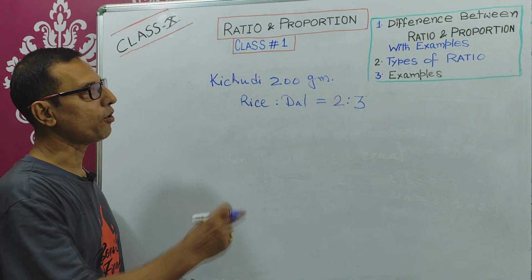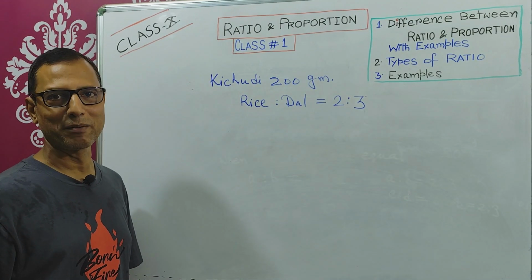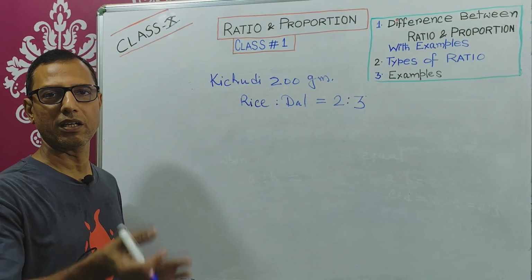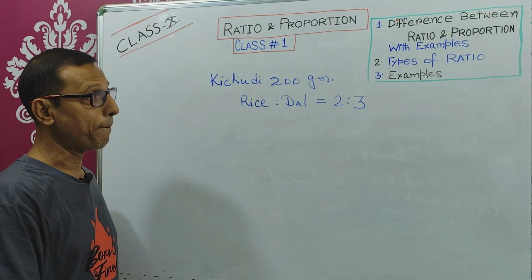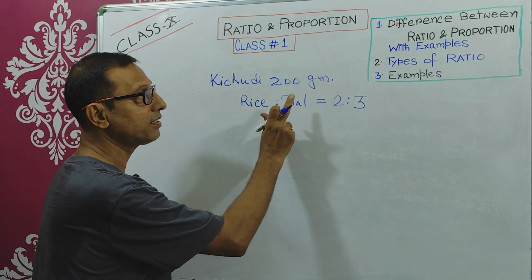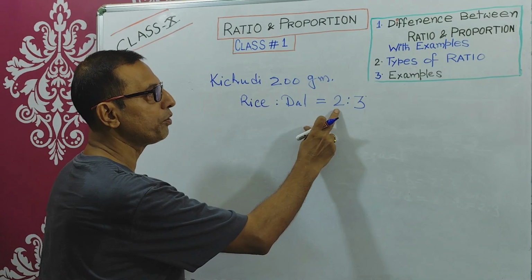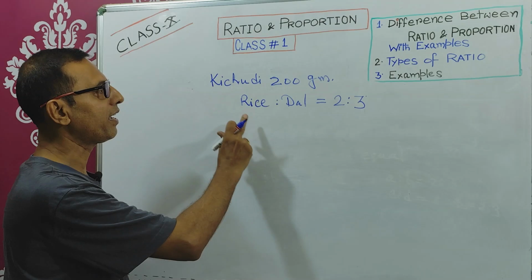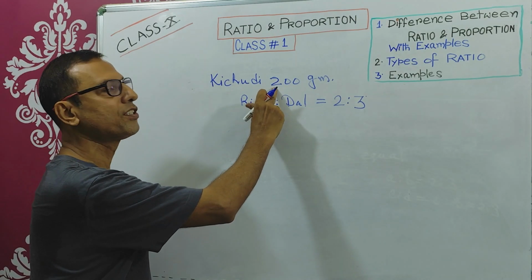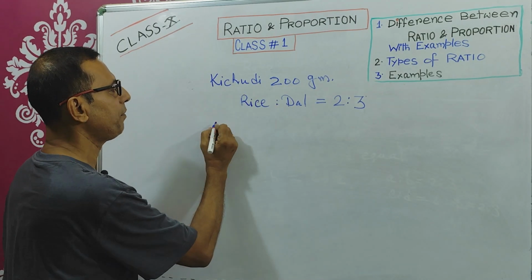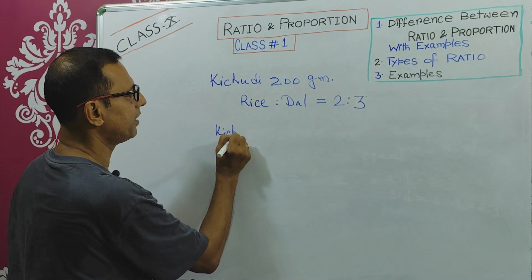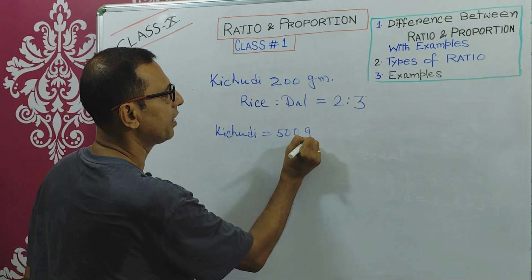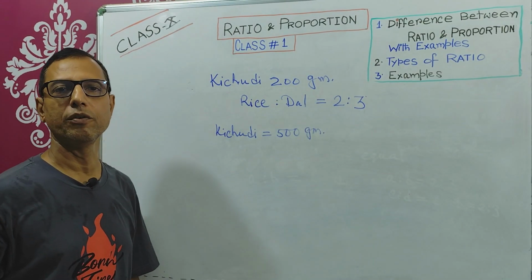But not necessarily will you always prepare only 200 grams of khichdi. You may need to prepare 1 kg khichdi, 800 gram khichdi, whatever it is. But the ratio of rice is to dal has to be the same. If the khichdi will be 500 gram, let's say you need to prepare khichdi of 500 gram, then how much rice and dal will you use?